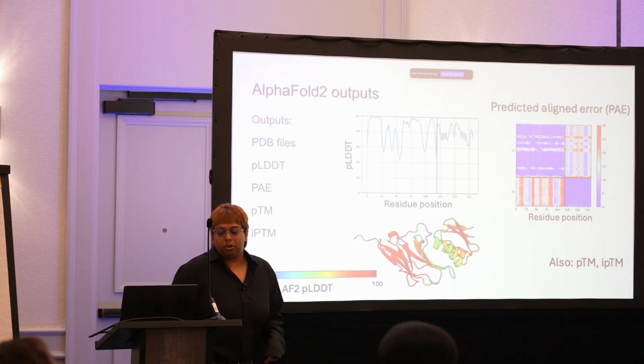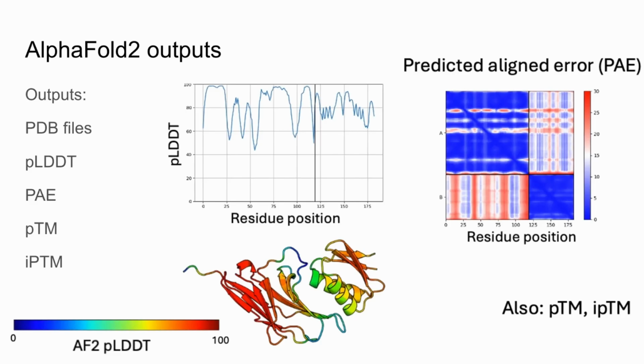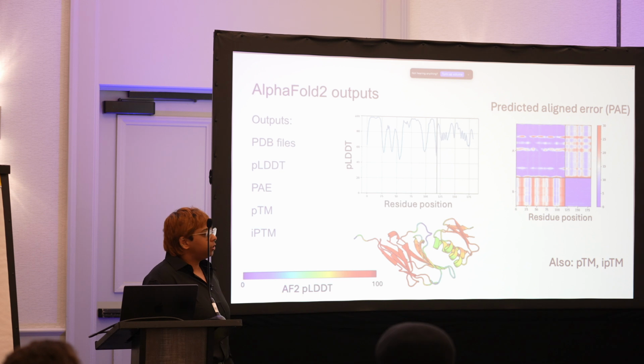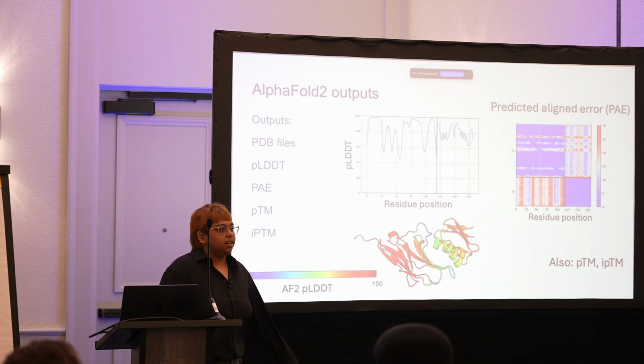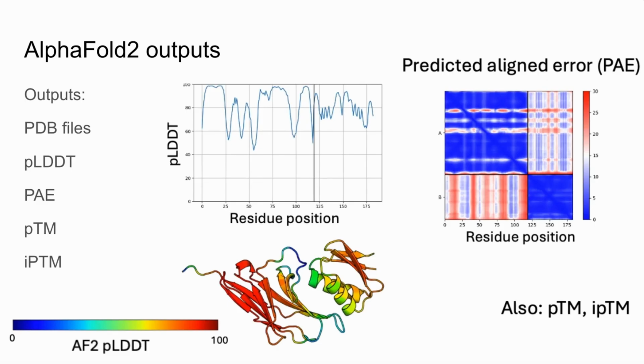And then just to briefly go over what AlphaFold is outputting, of course, it's giving you the PDB file with the coordinates of the structure. It also gives you this local confidence metric called pLDDT, which is a per residue confidence that comes from the model. A lot of people will do an average pLDDT to see how well their model scores. And then PAE is a pairwise residue confidence prediction.